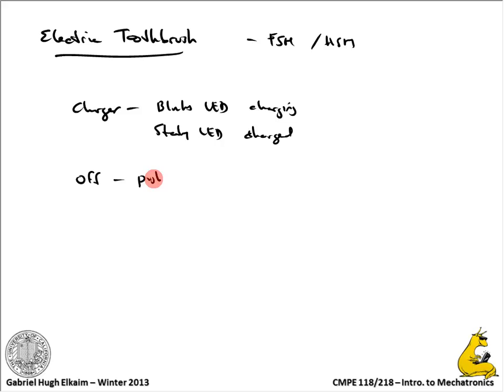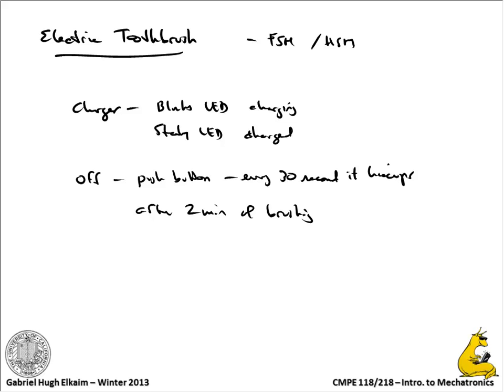When you push the button, the motor starts vibrating the bristles. And then, every 30 seconds, it hiccups, which is it pauses for about half a second to let me know to move to a different part of my mouth that I'm brushing. And then after 2 minutes of brushing, it shuts back down again, comes back to the off state. And that's how it goes.